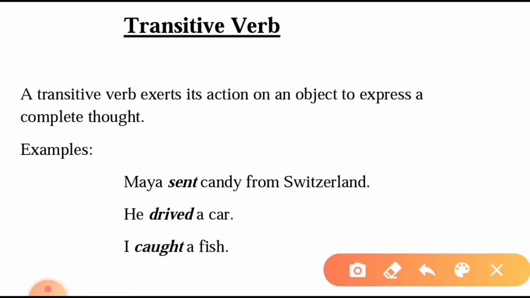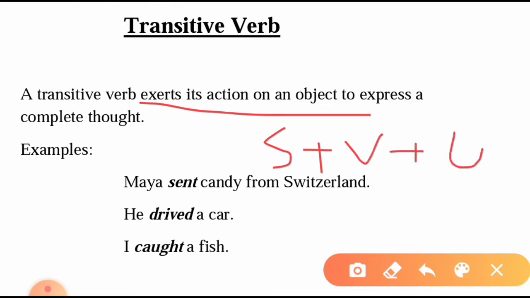So now you can see the definition. A transitive verb exerts its action on an object to express a complete thought. When you're talking about the sentence, we know in every sentence we have three things: subject, verb, and then object. So these are the basic things that we need to make a sentence. Subject is the doer of an action, which means someone who does the work, and the verb is the action, and the object is the receiver of the action. So this is what you call object. Now, as we know, these are the three things that we need for making a sentence.